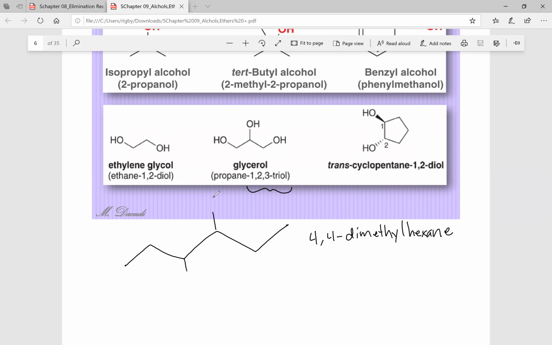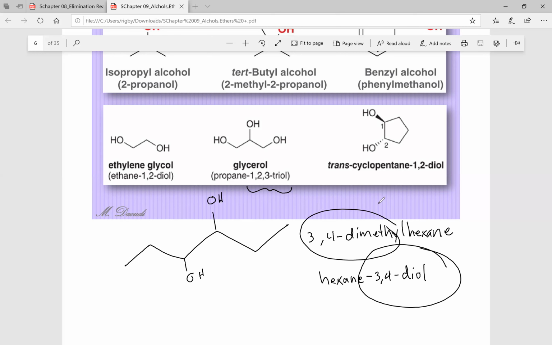But if instead these methyl groups were OH groups, then this would be, oh, I'm sorry, that shouldn't be 4, 4, that should be 3, 4, sorry. It would be hexane-3,4-diol. And that di in front of ol just means we have 2. A tri in front of ol means it's going to be 3, and so on. It's the same rules as before, except now we're looking at the suffix instead of the prefix. Okay.